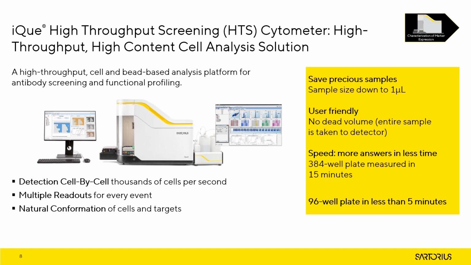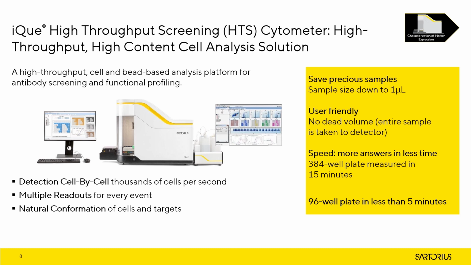This is the IQ high throughput screening cytometer. It's a high throughput, high content cell analysis solution. It can analyze both cells and beads for antibody screening and also functional profiling. So in the middle of the slide, you can see an image of the IQ there, and it comes with its own proprietary software called the Foresight software.